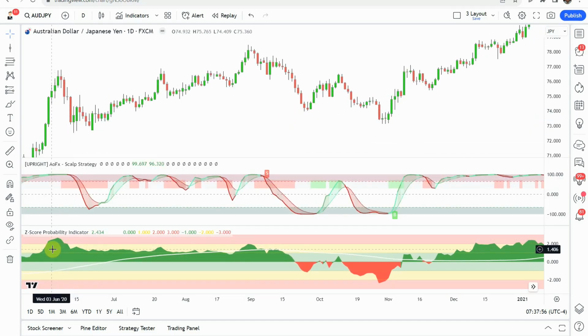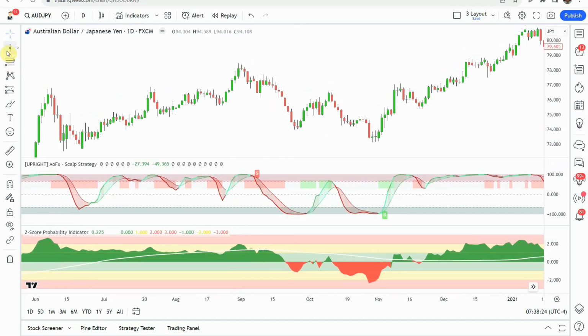You can see how it was able to identify kind of divergence in the market with the Z-score probability indicator, and then we get the signal from the Academy of Forex indicator here. So you can see how we get the spike here, goes up into the red, and then as it continues to climb, the green cloud does not climb as high. You can see that divergence that forms right there. And then again, we get that sell signal. Now the sell signal is right here.